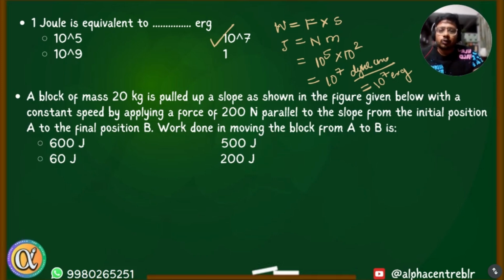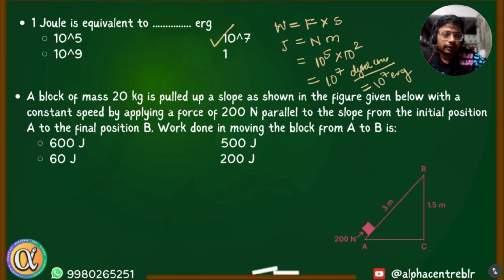A block of mass 20 kg is pulled up a slope as shown in the figure given below with a constant speed by applying a force of 200 Newton parallel to the slope from the initial position A to the final position B. Work done in moving block from A to B is how much? The force is in this direction along the slope and it's going along the slope.